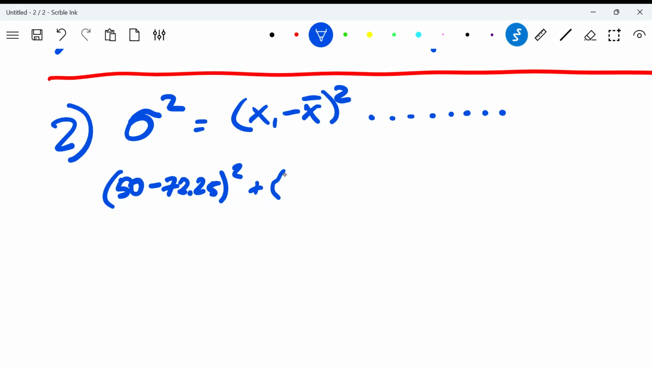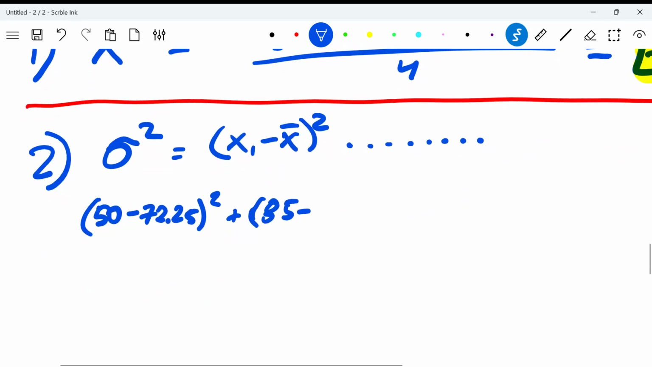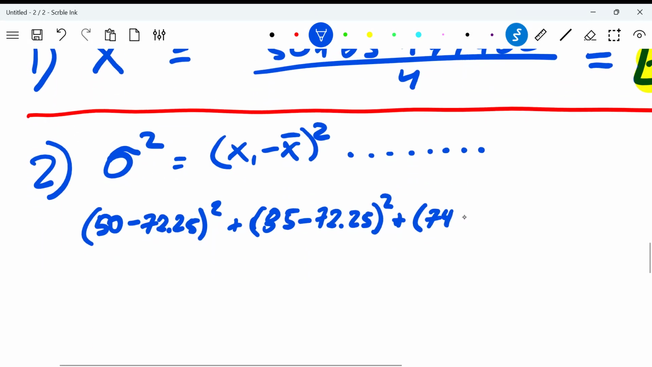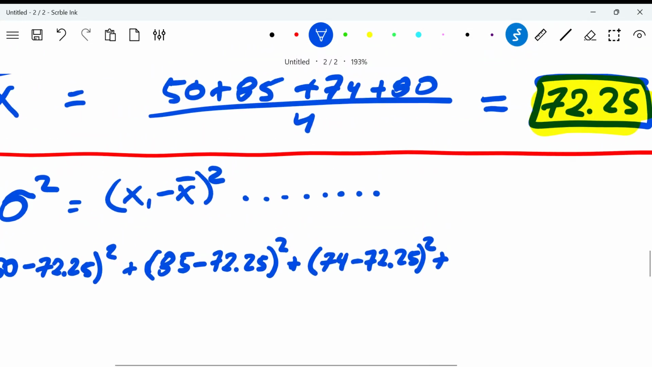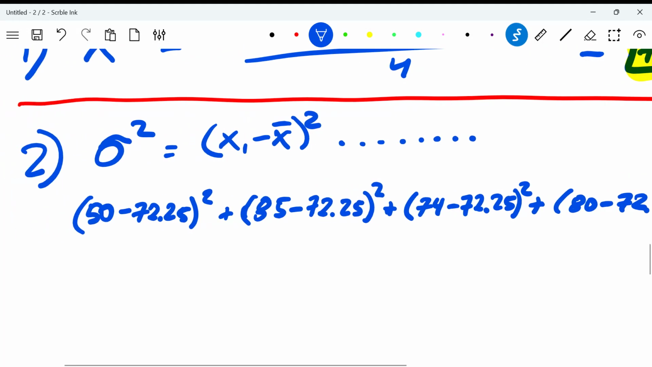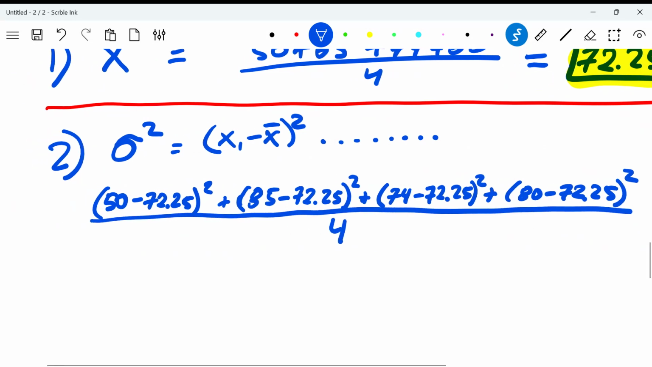plus, next number is 85 minus 72.25 squared plus 74 minus 72.25 squared plus 80 minus 72.25 squared. And there are 4 of them, so we'll divide by 4.